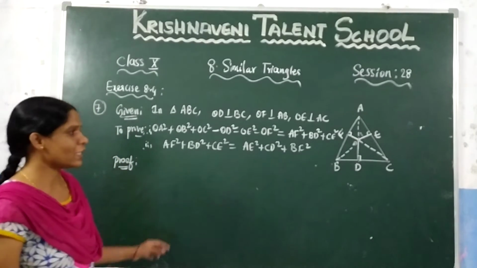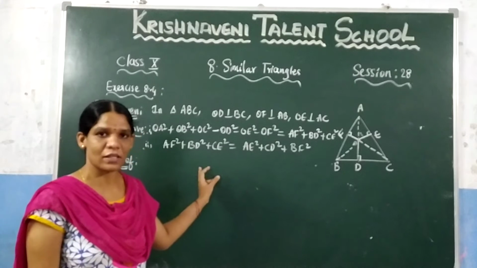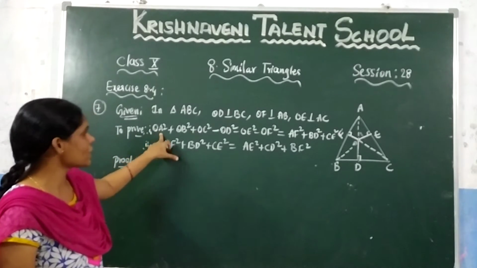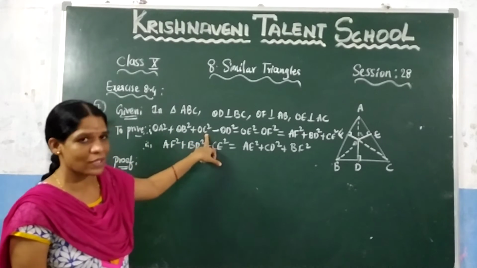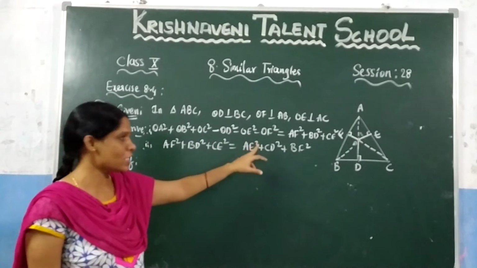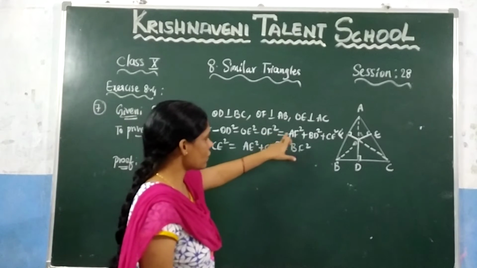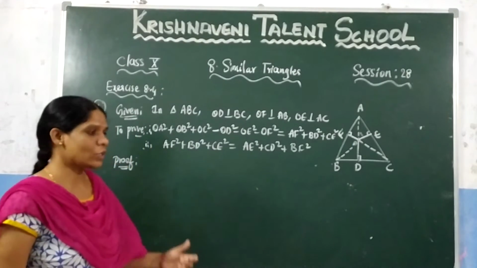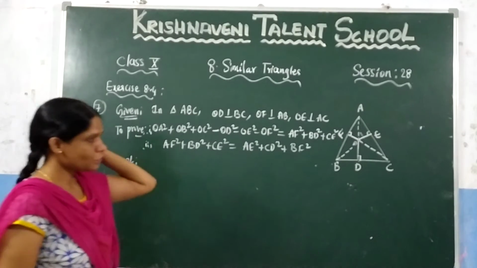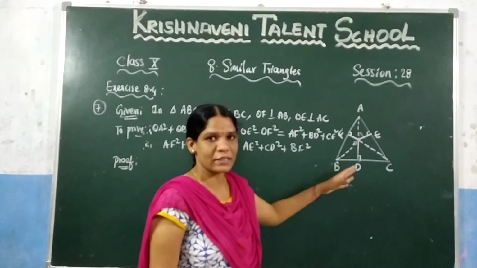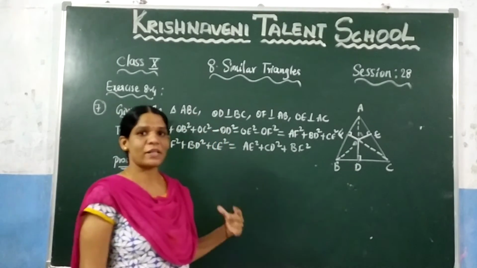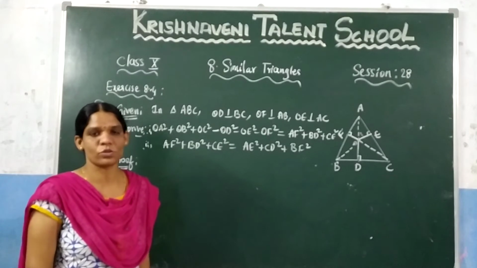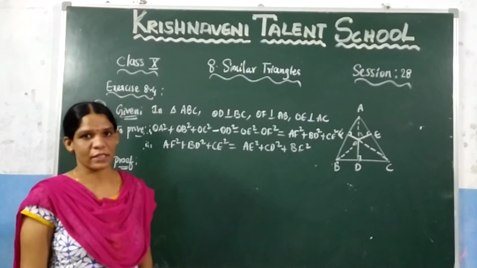Now, you need to check what condition they have given in the question and what we need to prove. You need to prove OA square plus OB square plus OC square minus OD square minus OE square minus OF square is equal to AF square plus BD square plus CE square. Now, you can observe that so many right angles are there in this triangle. You need to choose a right angle triangle such that these sides should be there. Like that you need to choose so that you can prove this condition.